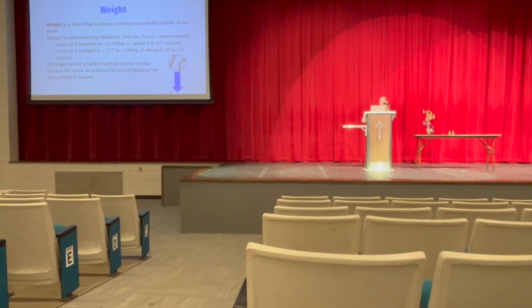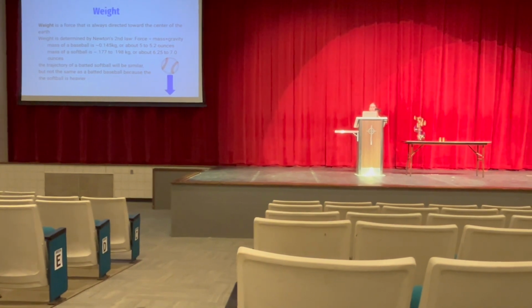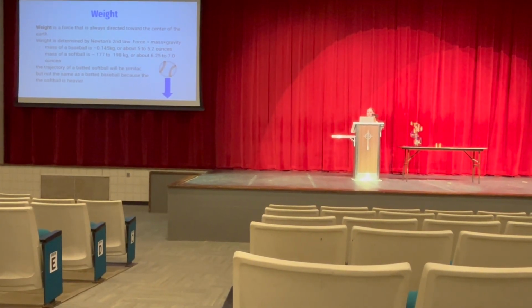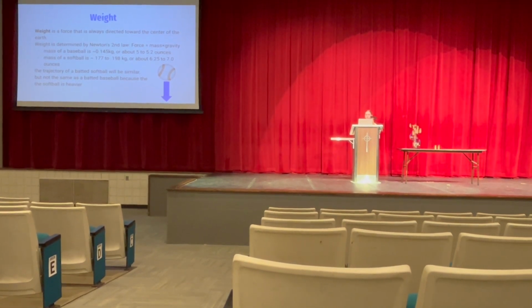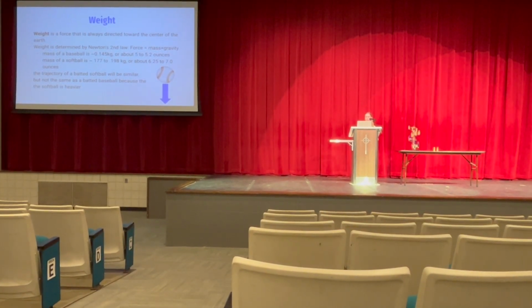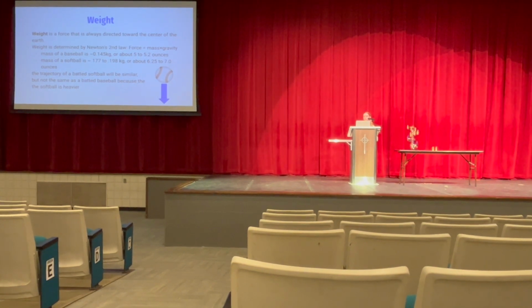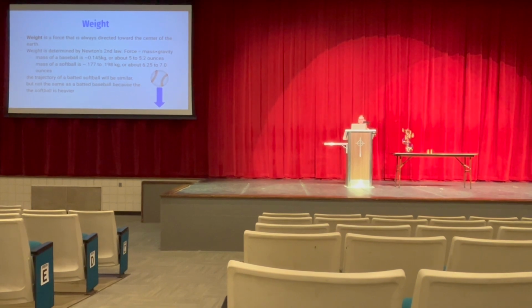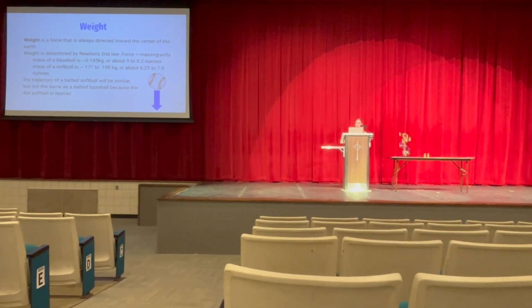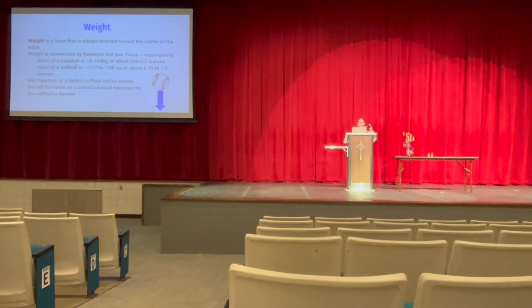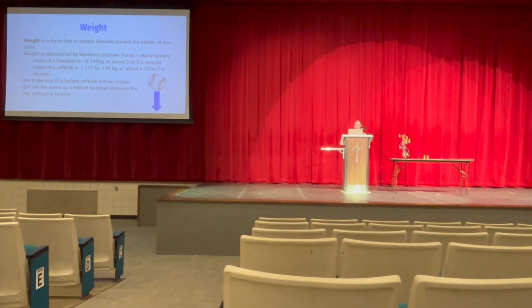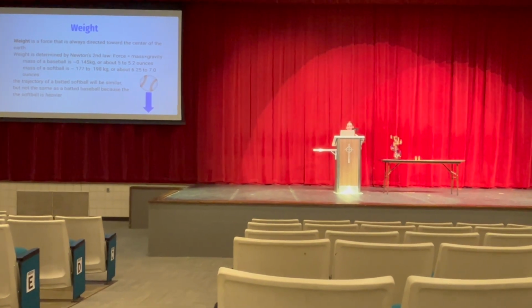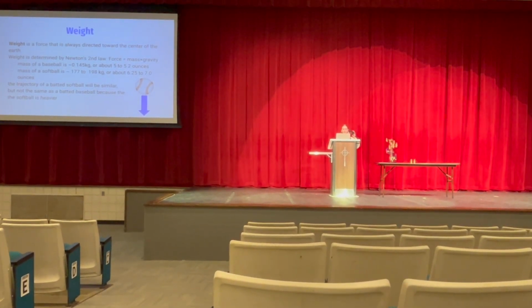Next. So weight is a force that's always directed towards the center of Earth, and it's determined by Newton's second law, force equals mass times gravity. And the mass of a baseball is about 0.145 kilograms, or about 5 ounces, and the mass of a softball is about 1.18 kilograms, and about 6.5 ounces usually, but it has more variation than a baseball. And because of the difference in weight, the trajectory of a batted softball will be similar, but not the same as a batted baseball because the softball is just heavier.